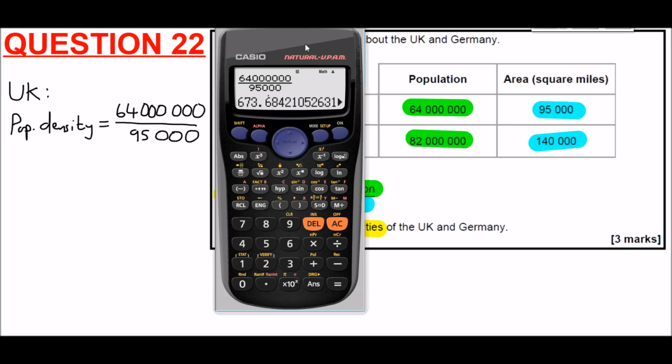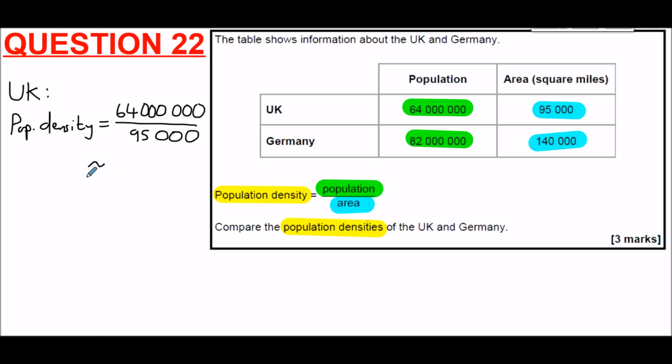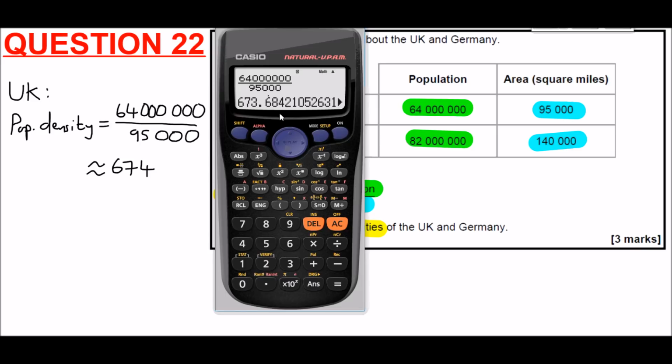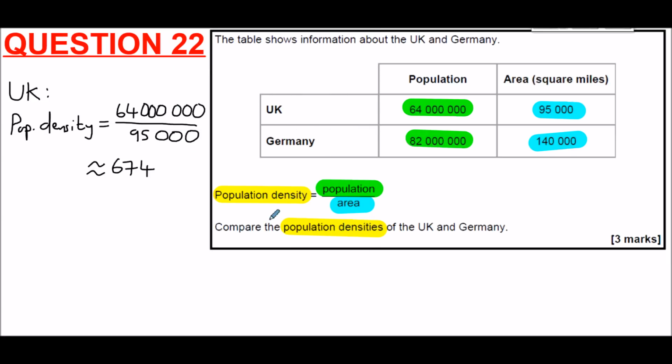So I'm going to call this roughly 674. Don't worry if you've rounded to something different, as long as your figure is very close to 674. So it shouldn't be any lower than 673, shouldn't be any higher than 674. So for the UK, that's our population density. We're now going to compare that with Germany.